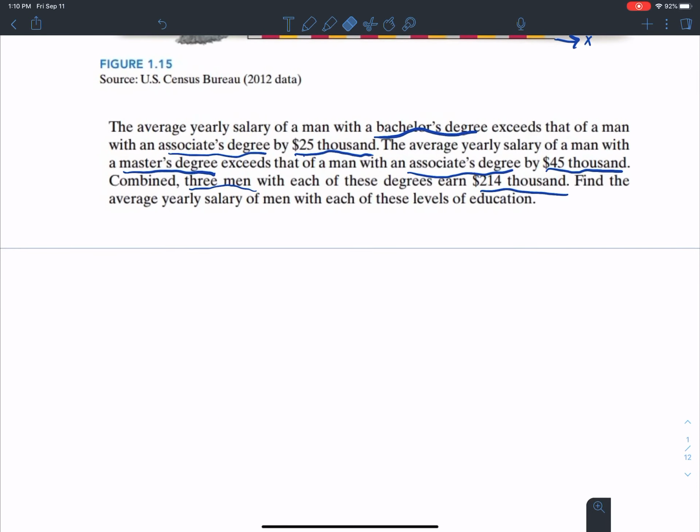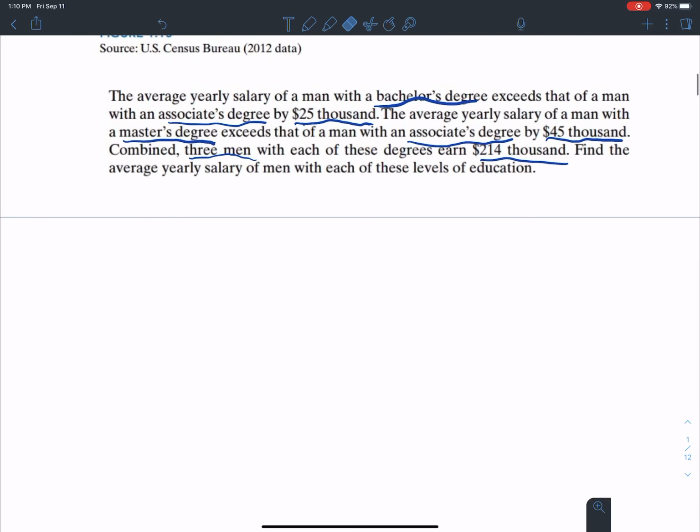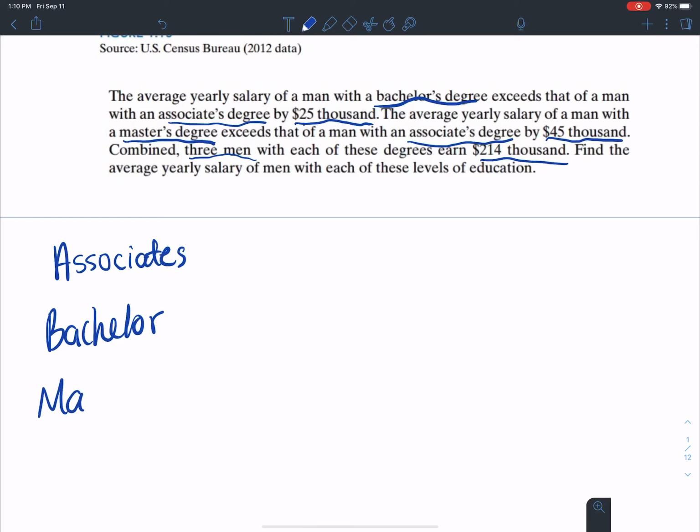So if you look at it, when it says bachelor's degree exceeds that of an associate's, master's exceeds that of an associate's. Again, basically each one is being compared to an associate's degree, right? So let's just list, that means associates, bachelor's, and master's. Okay, so again, all of these are just some number, right? We don't know what they are, but we know that it's something. So associates, some number. Bachelor's, some number, plus 25,000.